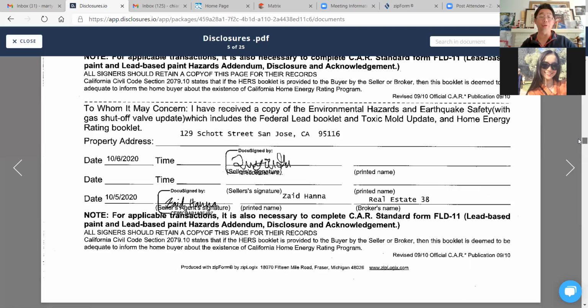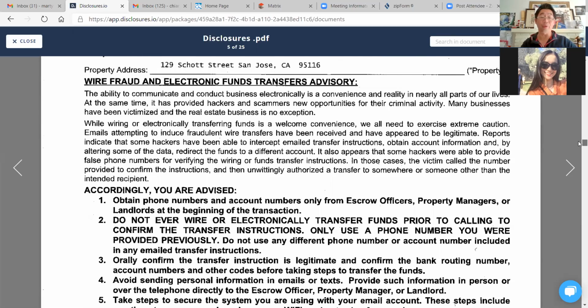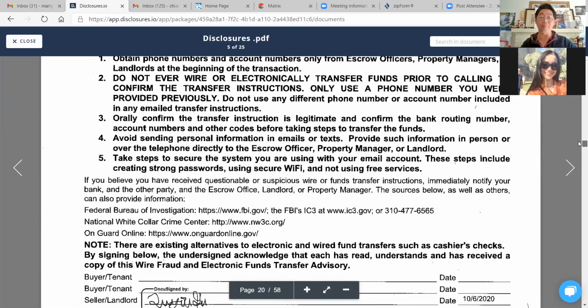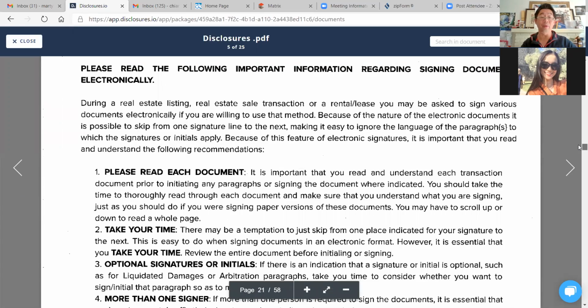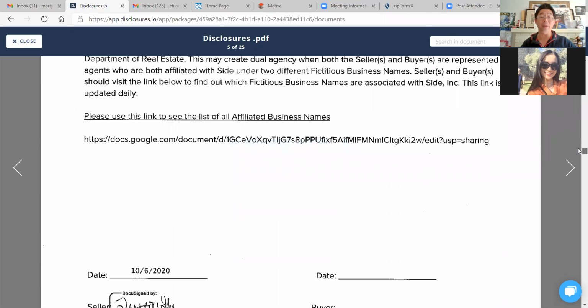Wire fraud, we already talked about this. Wire fraud, gotta be careful. Make sure to go with the escrow company, because that's where the money should go to. Affiliate business disclosure.